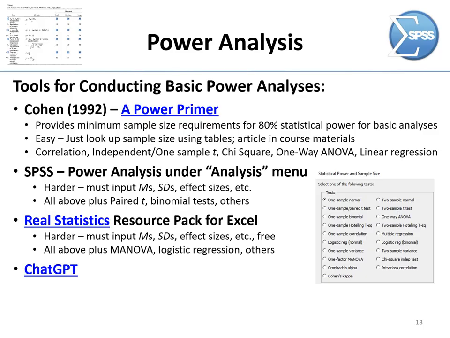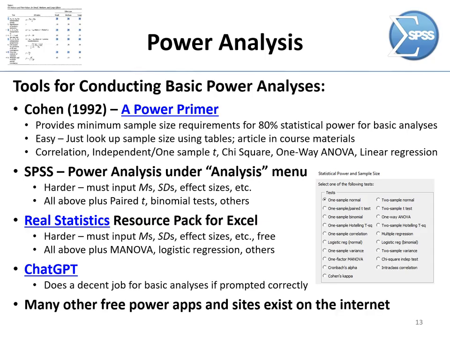So ChatGPT is another option. It does a pretty good job of calculating effect sizes or minimum required sample sizes for 80% power for basic analyses. You just have to prompt it correctly. And then there are lots and lots of other free apps and websites on the internet. All you've got to do is Google the name of your statistical test plus statistical power, and a bunch of different options will pop up.